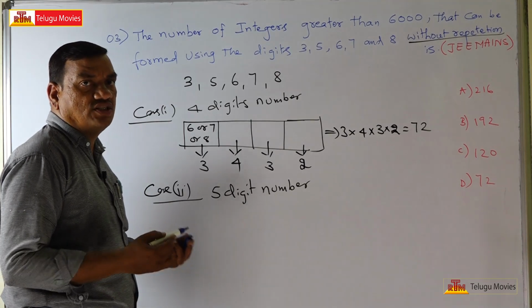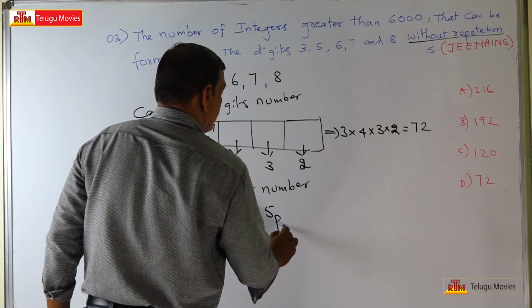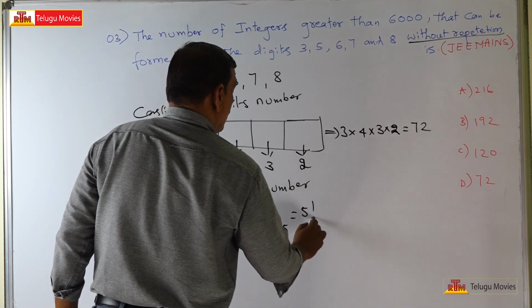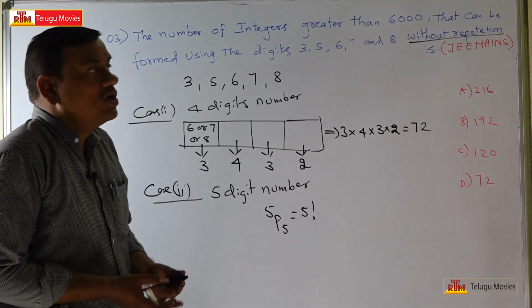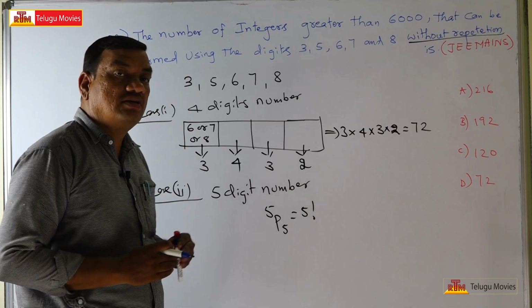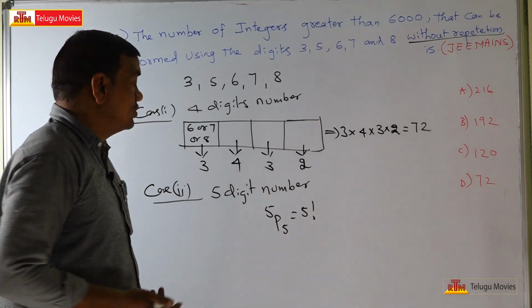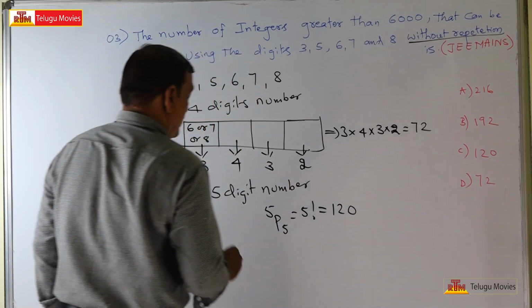5 factorial, 5C, 5 factorial. Sorry, 5P5. So this is equal to 5 factorial. All 5-digit numbers are greater than 6000. Why? 6000 is a 4-digit number and all 5-digit numbers will be greater than 6000. So this is 5 factorial. This is equal to 120.